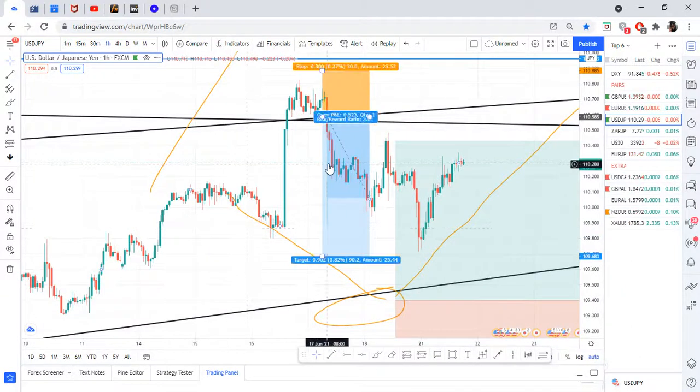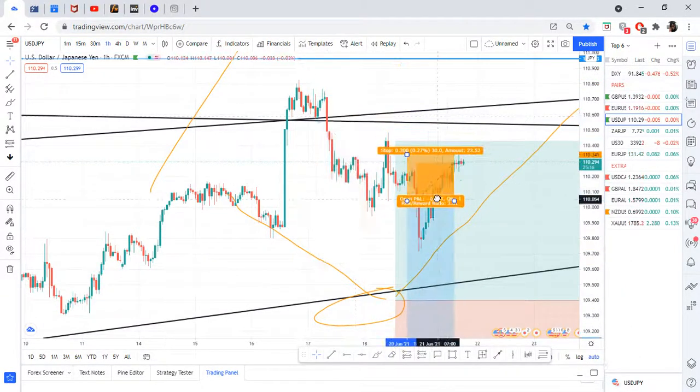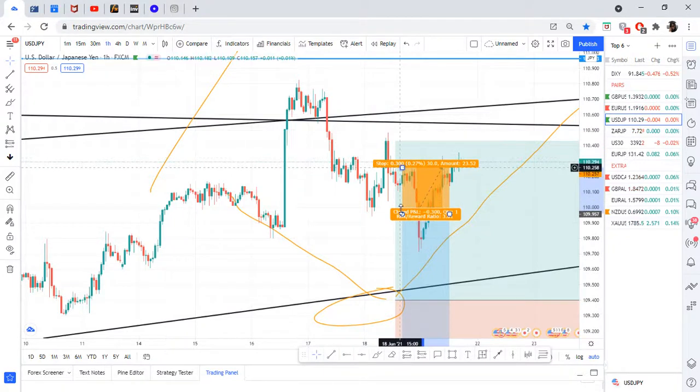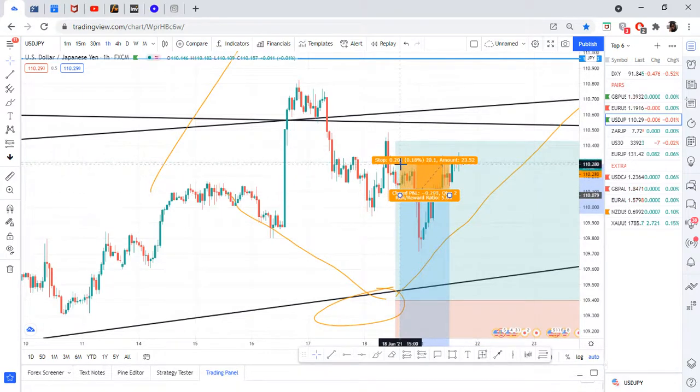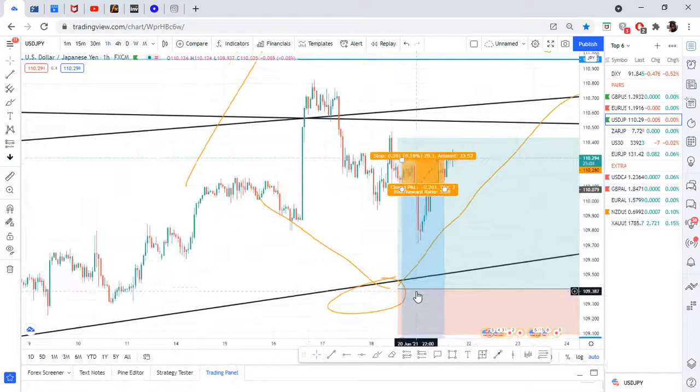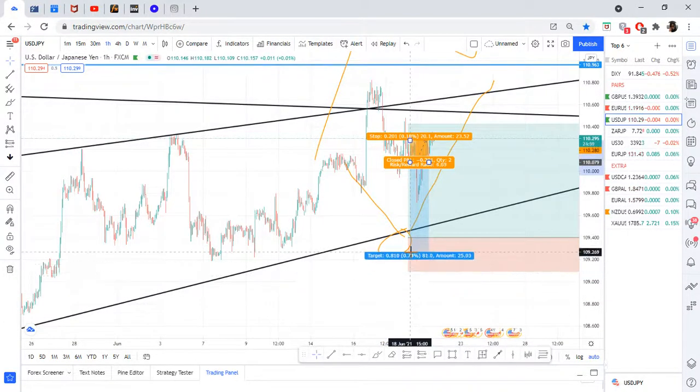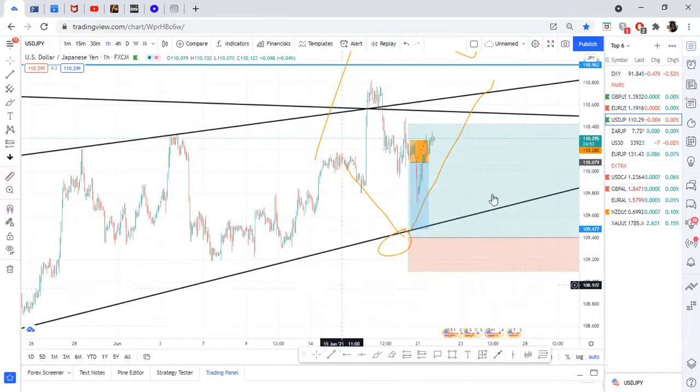If you missed it, you could have taken a small trade right here again. Right here, let's even see how many pips it would have been. Even a small one, say 20. And take this up a notch. Looking for 3-1.